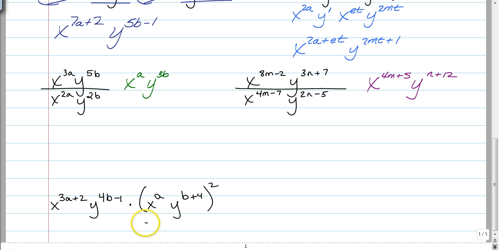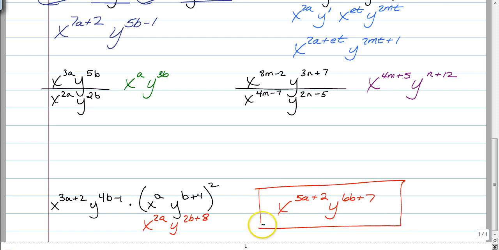So step 1, you should have changed this to x to the 2a, y to the 2b plus 8, because when you raise an exponent to another exponent, you multiply, and now you need to add your exponents. So we have x to the 5a plus 2 and y to the 6b plus 7. And that's it. You are good to go. So, if you understood the first video, working with variables is the exact same thing. It's a piece of cake. It's just a little bit different, but follows the exact same rules.